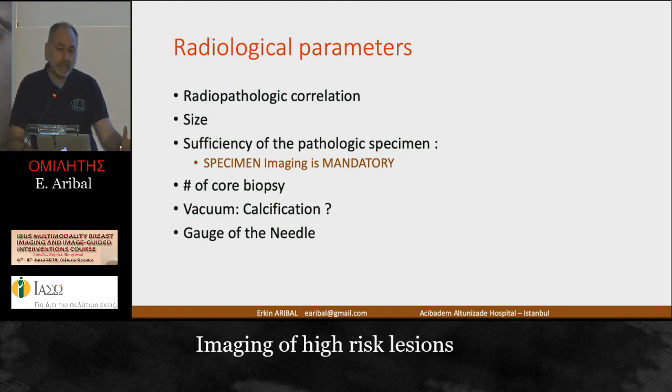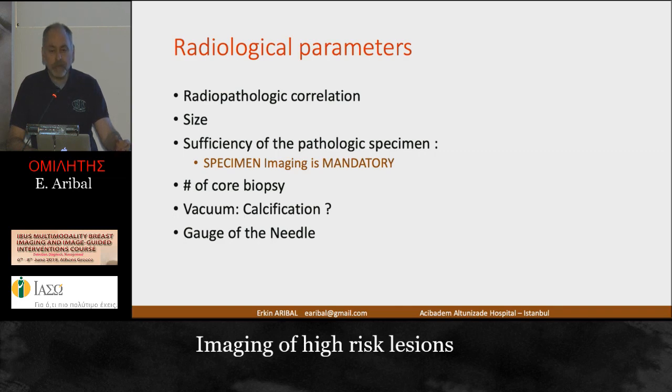Again, the radiological pathological correlation is important, size of the lesion is important, sufficiency of the pathological specimen is important, that you must have a specimen imaging. It's mandatory. When you take a specimen, you should do the imaging of the specimen, particularly if you are taking calcifications out. Number of the core biopsies are important. If it's equivocal lesion, you must at least take 4 or 5 pieces.